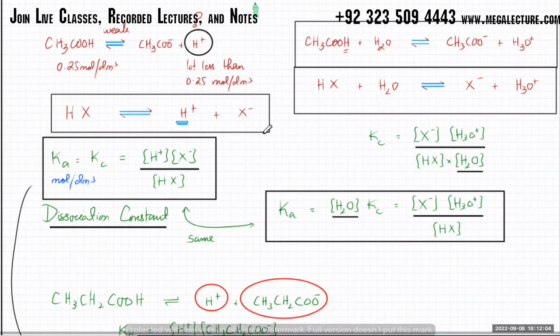So it's product concentration divided by reactant concentration. It's H plus one concentration into X minus one concentration divided by HX concentration. So every weak acid will have a separate value of K, and it's going to have this expression.